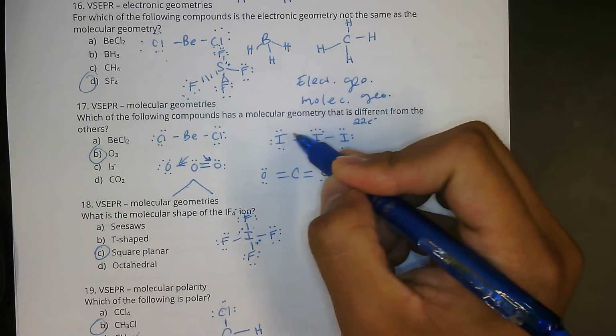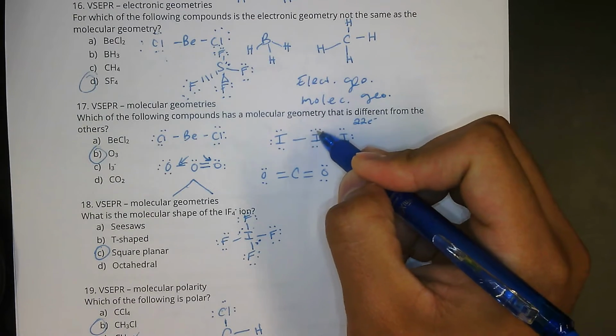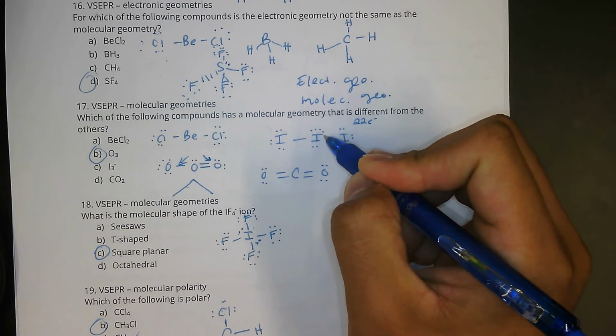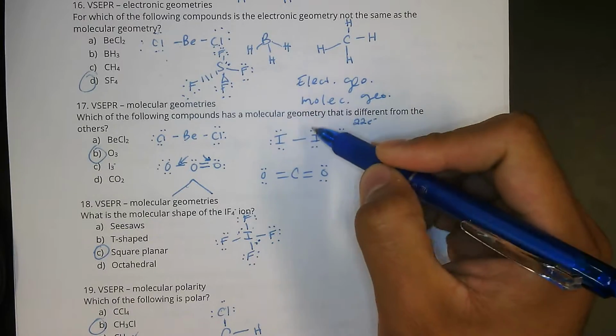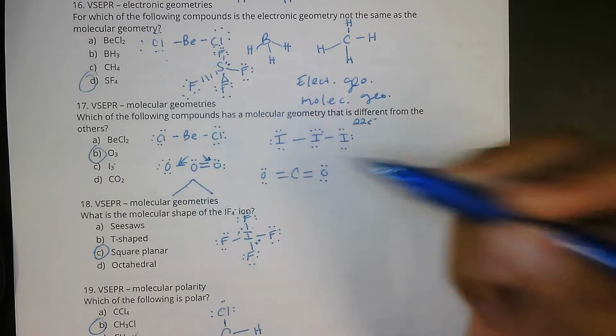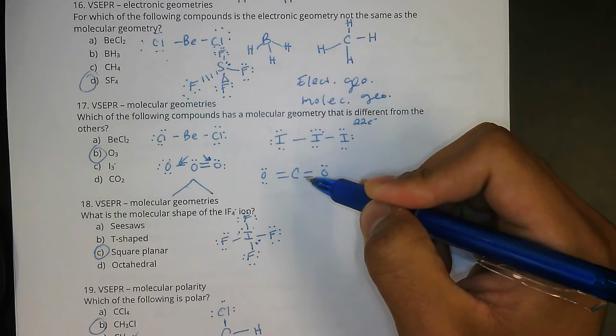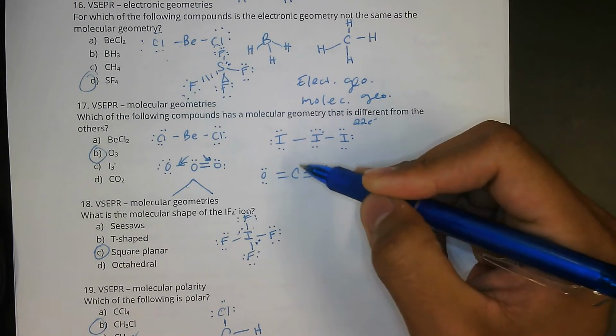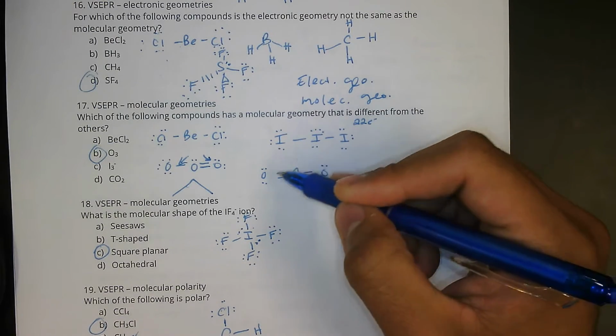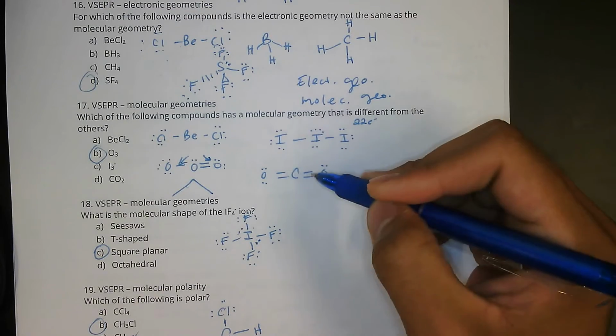I3 would be a linear shape because it does have all of these lone pairs, but they stabilize each other out, and therefore it doesn't create the bending that this one would. And then CO2, you have these 2 double bonds, but you don't have any lone pairs here to push those down, so this would also be linear.